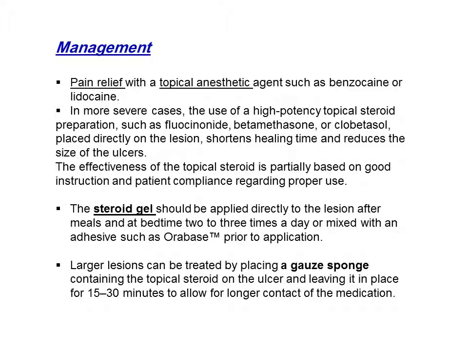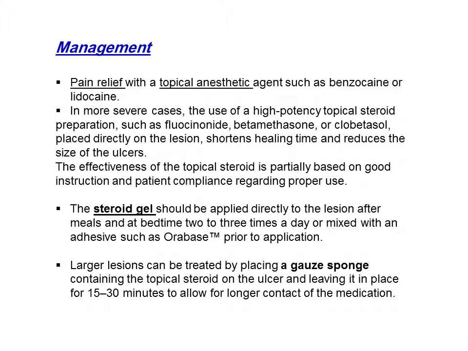Now, what is the management of recurrent aphthous stomatitis? Mainly, the management is to relieve pain, and we can use topical anesthesia. In severe cases, a high potency topical steroid may be used to shorten healing time and reduce the size of the ulcer. Effective topical steroid use is based on good instruction and patient compliance regarding proper use.